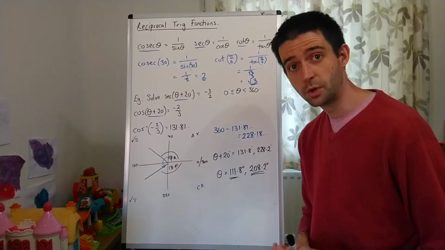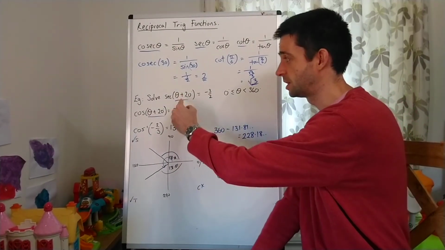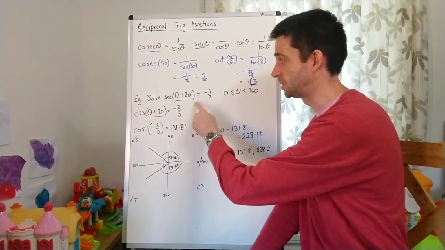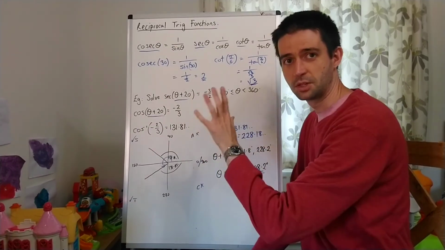So the crucial point to take from there, I think, is right at the start. You can change sec to cos because it's the reciprocal, and you just have to take the reciprocal of the number. Don't mess around with fractions.